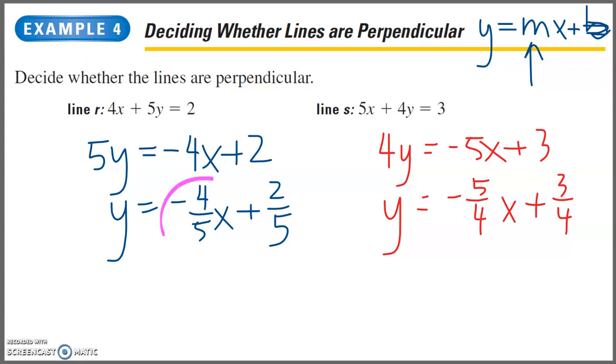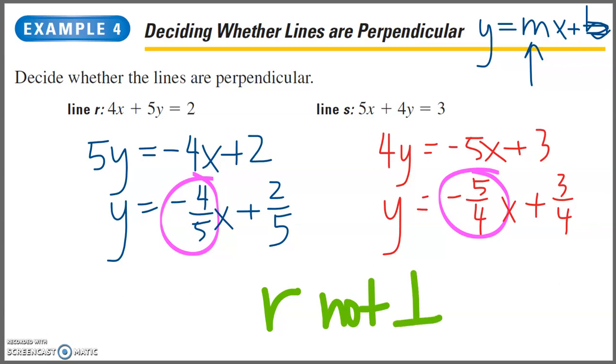Now we can investigate for a second. Here's the slope of this line. Here's the slope of that line. Are those opposite reciprocals? They are not. They're flipped, but the sign has not changed. So I'm going to make the claim that R is not perpendicular to S. Another way to put the term not is to put a slash through this. So you can either write it out or you can use the symbol by putting an X or a slash through the symbol for perpendicular.